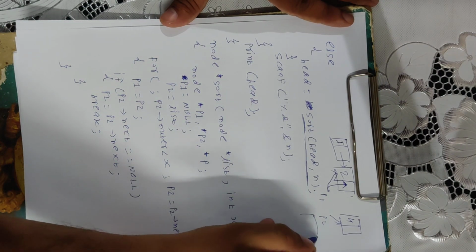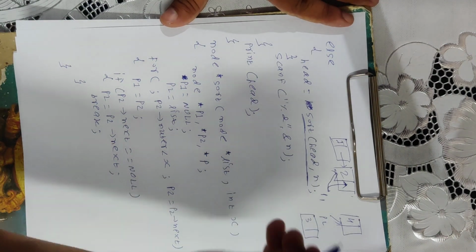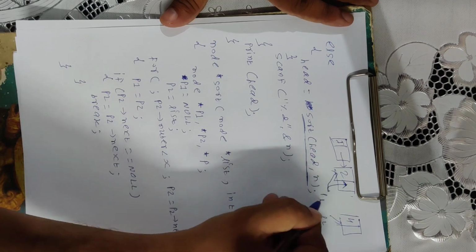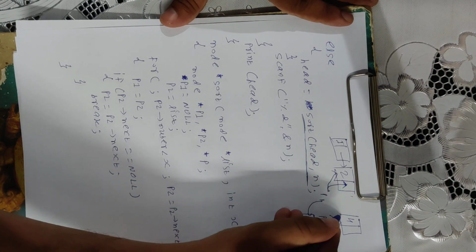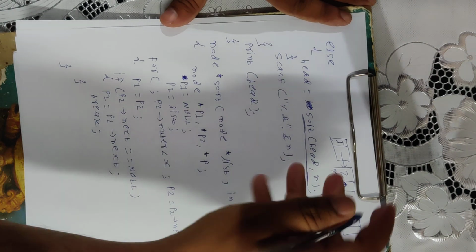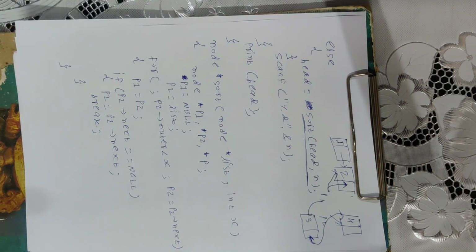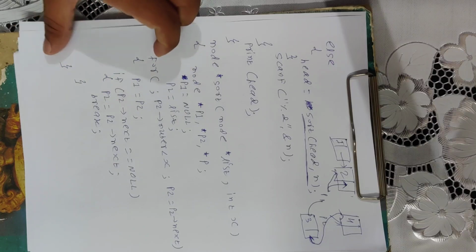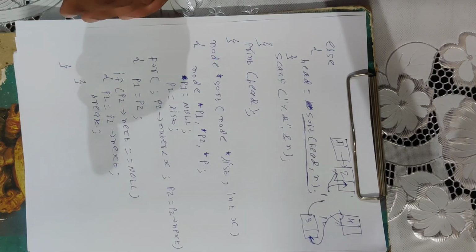So when you are adding a new node, let's say you have created a new node, your P1 next will point here and your P2 will be here. So it will be here. So you can directly arrange that node. Okay. Once this is done, next part will be what?